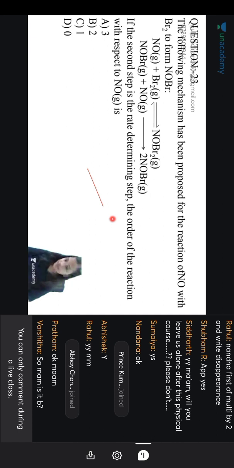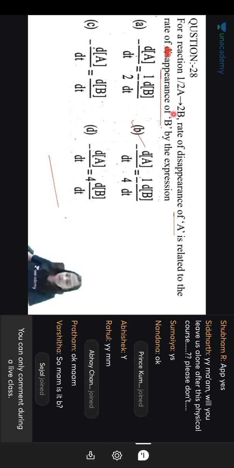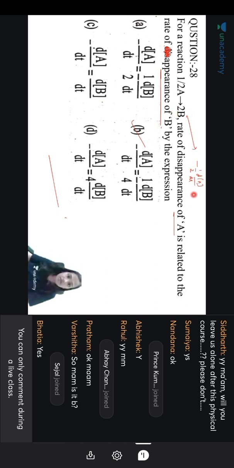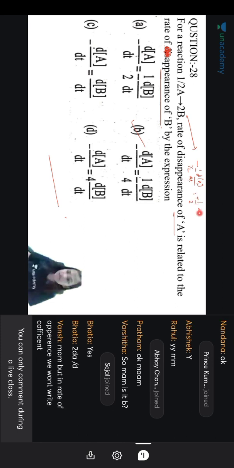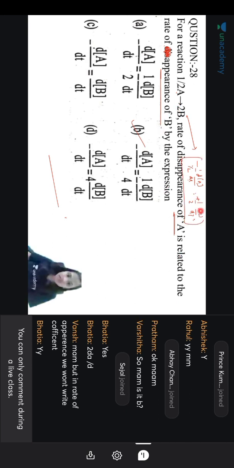Can you do this question? Yeah, it will be B, Varshish, no? क्या doubt क्या आ रहा है इसमें? This was the question. For a reaction half A and 2B, I know that the rate law expression will be minus 1/2 dA by dt is equals to 1/2 dB by dt. You have to tell the rate of disappearance of A. A is disappearing, related to the rate of appearance of B by this particular expression. So I just need to bring 2 over there, minus 2 dA by dt is equals to 1/2 dB by dt.